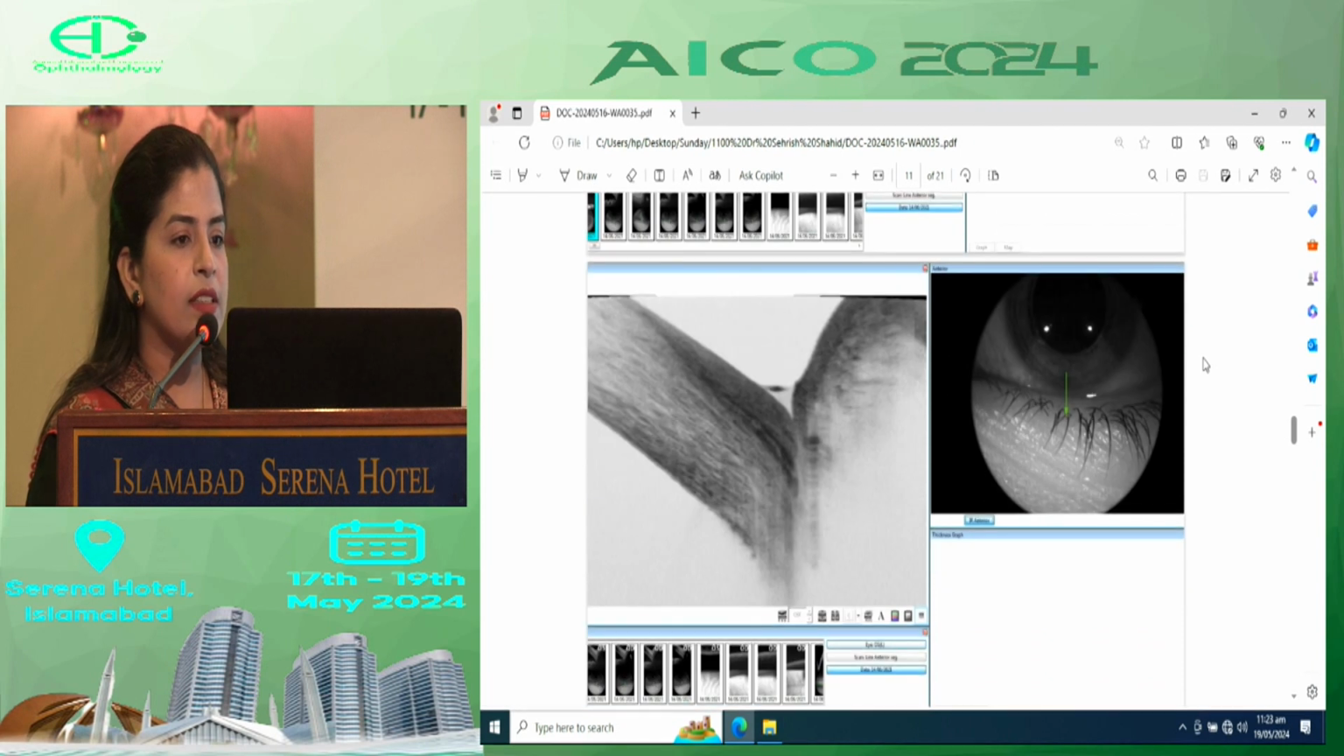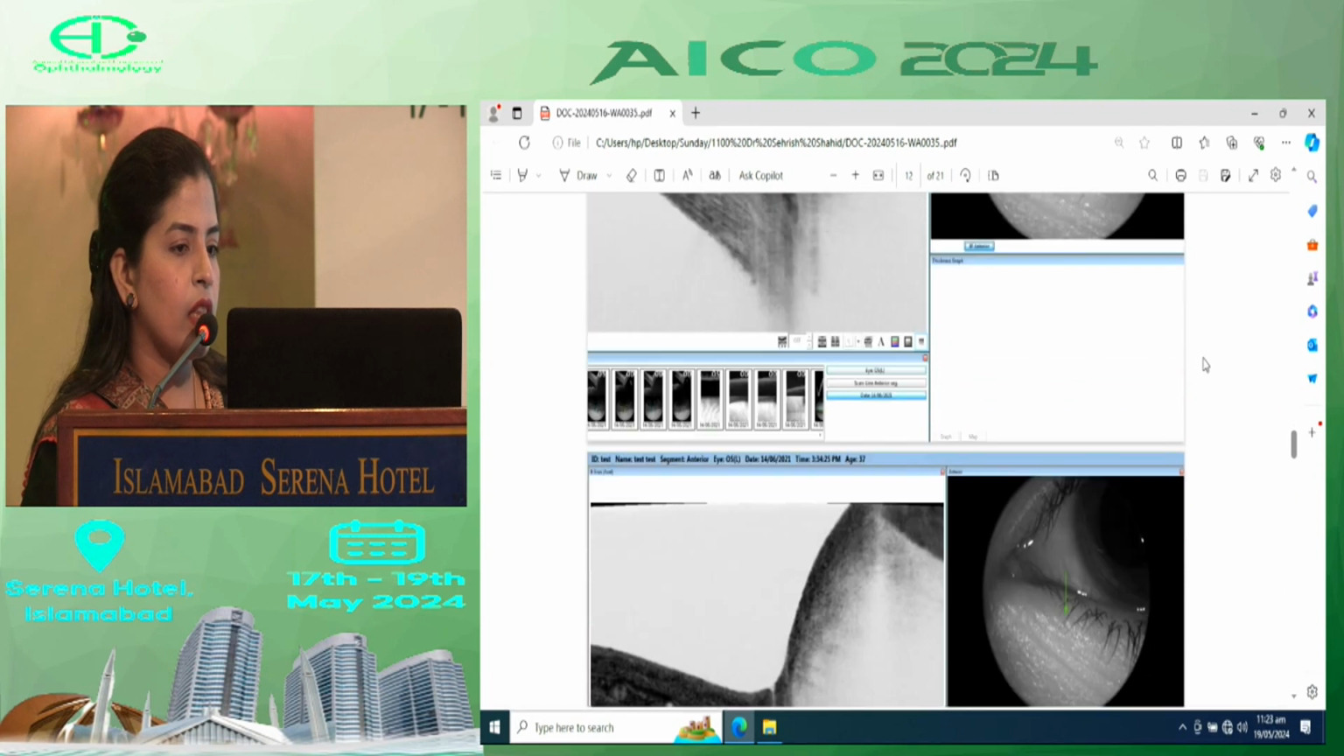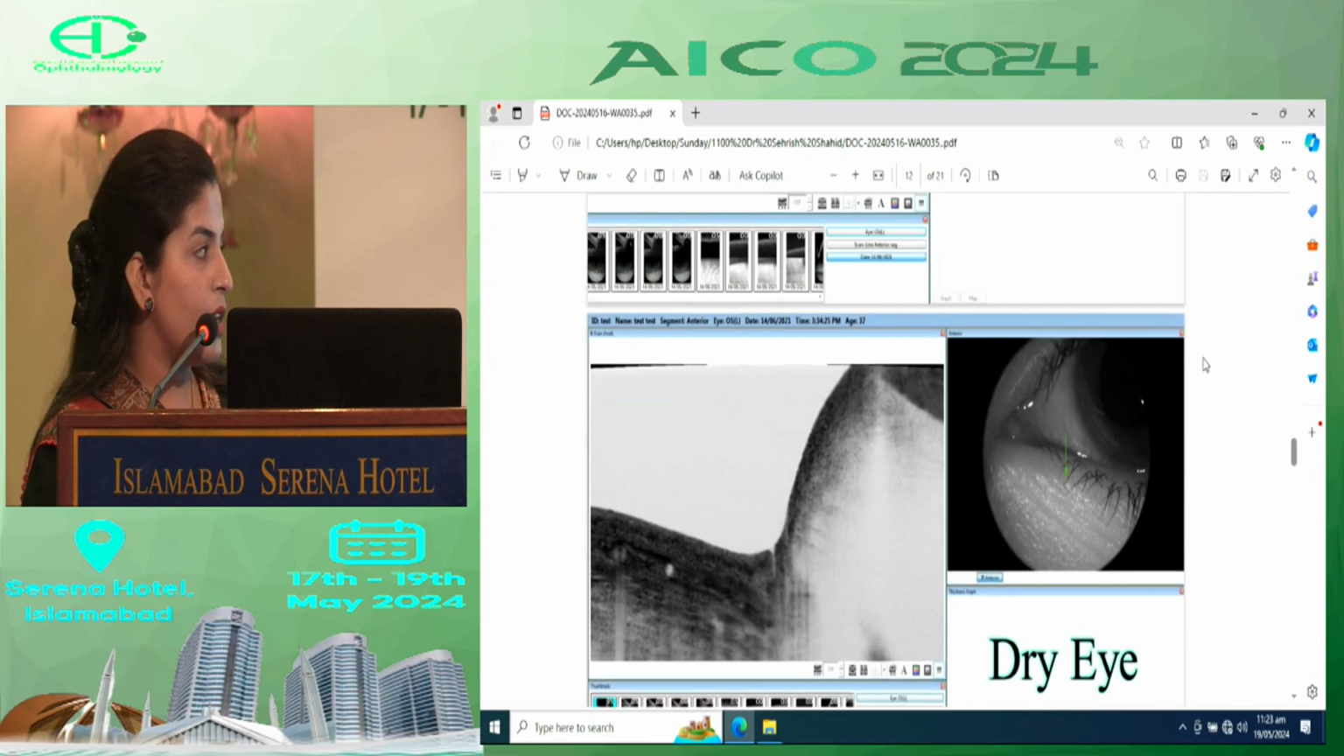That was the second scan in which we measured the tear film height. Here you can see this is the tear film height, and we can measure it on OCT. This was a typical case of dry eye. Here you cannot see the tear over here.